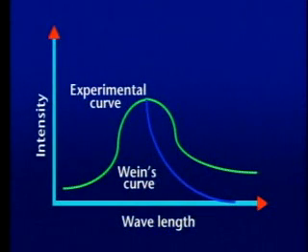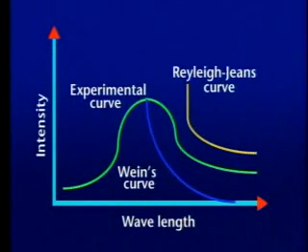Wien's curve agrees in the shorter wavelength range but disagrees in the longer wavelength range. You can see it cuts the wavelength axis at this point. Rayleigh-Jeans curve agrees in the longer wavelength range but disagrees in the shorter wavelength range.